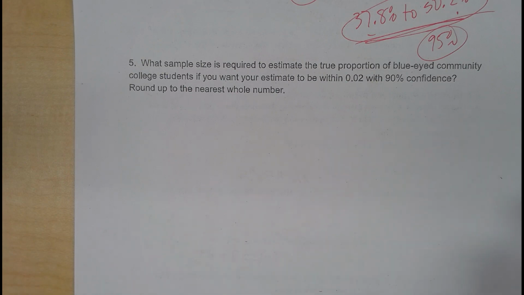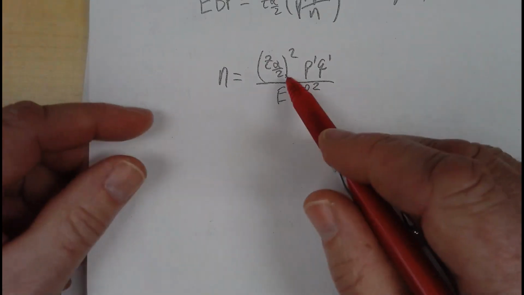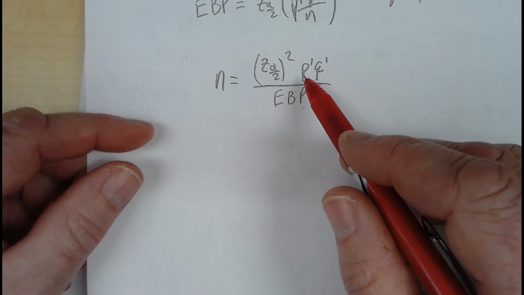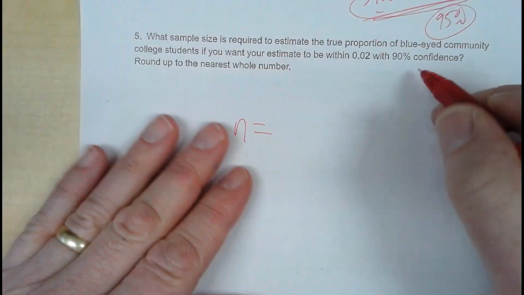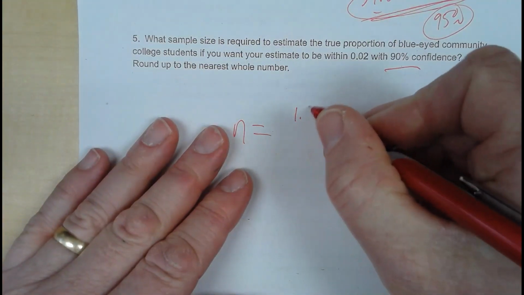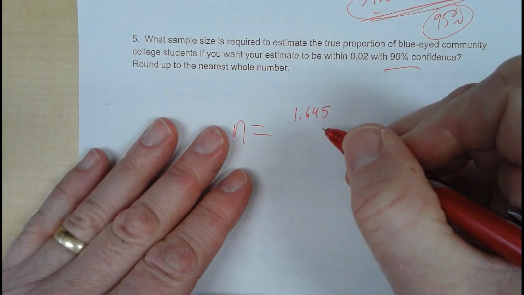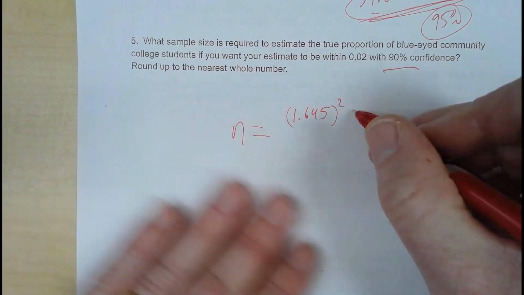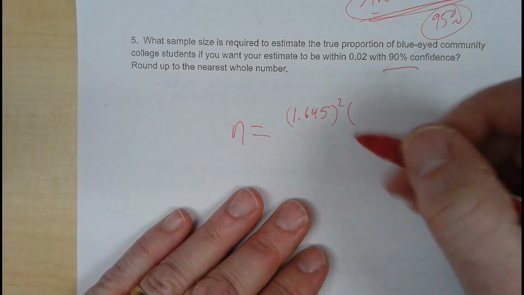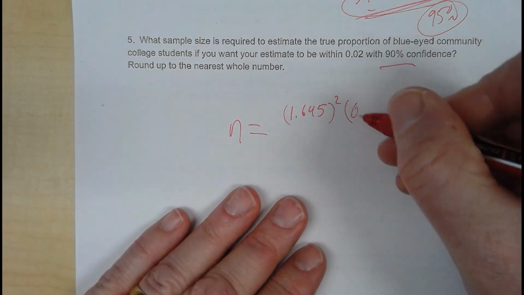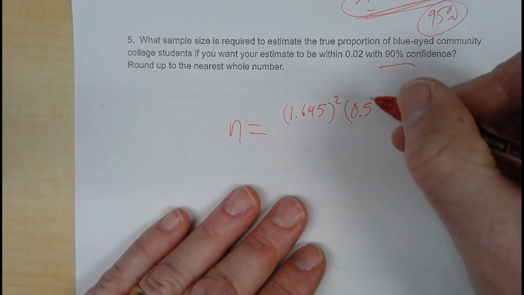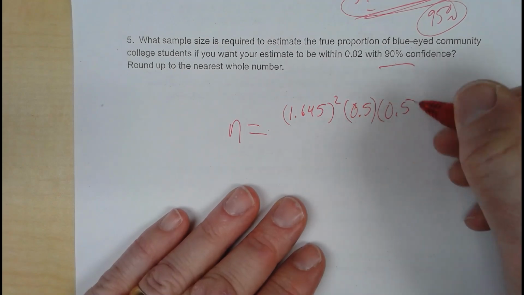All right, now we want to do how many blue-eyed people there are. So this is a different formula. It's this formula right here for section 9.3. It's the z-score, p hat, q hat, and then your margin of error. So n is equal to, the z-score for 90% is 1.645, and we square that, just follow the formula. We don't know what we're looking for. It could be 50%, 40%, or whatever. So what we do for this is we default to 50% for and 50% against.